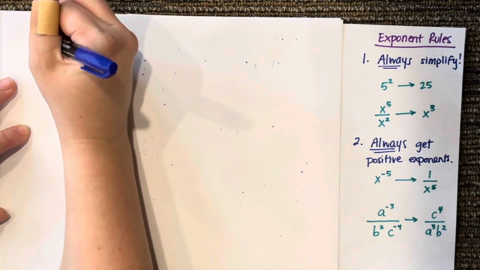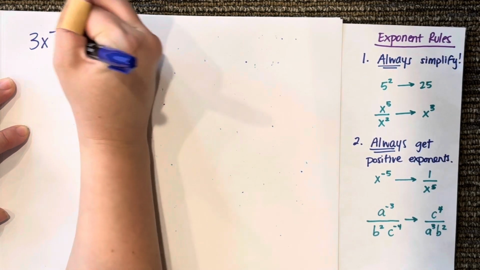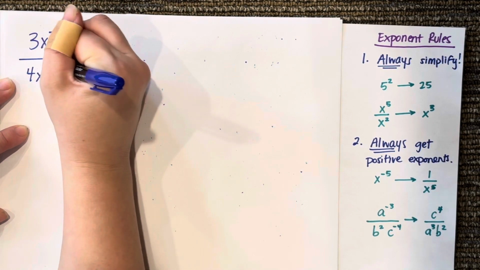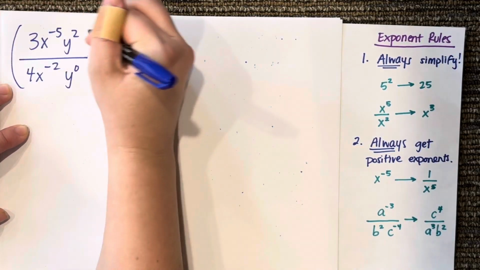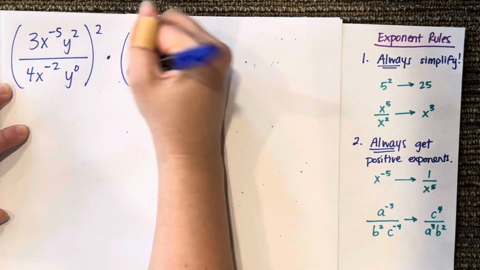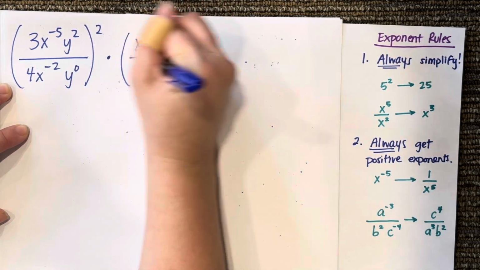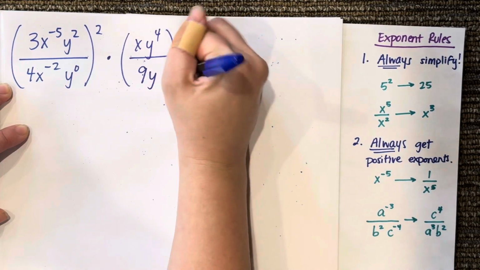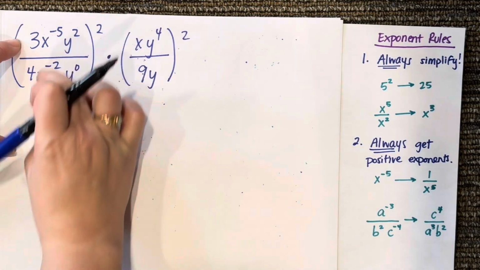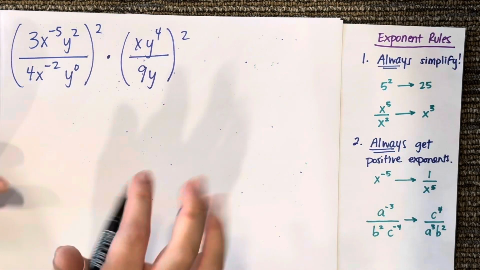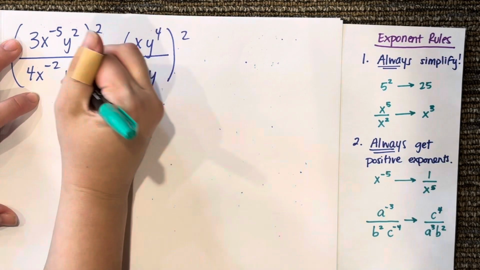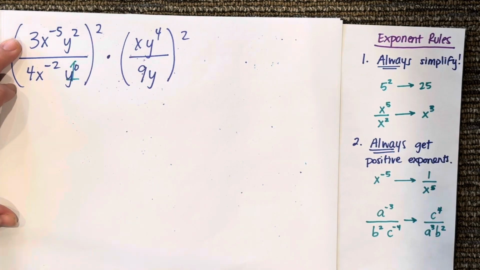Okay, let's do a horrible one. 3x to the negative 5th y squared divided by 4x to the negative 2 y to the 0, squared. Let's make it really hard. Times x y to the 4th divided by 9y squared. Okay, first thing I would do is deal with my negative exponents and literally change nothing else. Well, except for the y, because this is y to the 0, so that's 1. Hooray! Thanks, y to the 0.